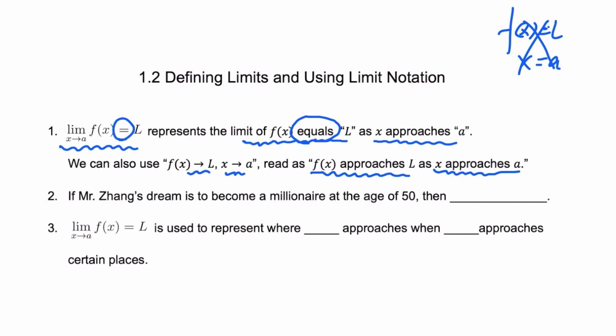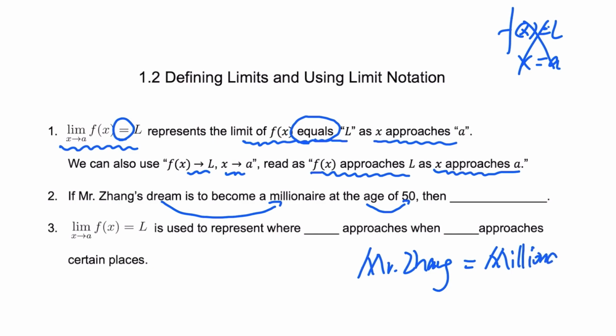If Mr. John's dream is to become a millionaire at the age of 50, since I'm approaching a millionaire as my age approaches 50, the limit notation will look like Mr. John equals millionaire, and the limit sign at the front, age approaches 50. Even though there's an equal sign, it represents Mr. John approaches a millionaire.